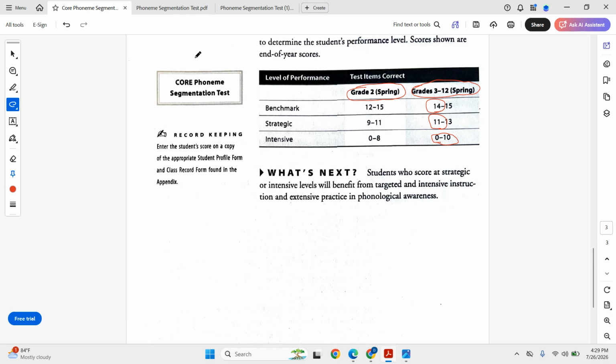In closing, guys, the Core Phoneme Segmentation Test is a valuable diagnostic assessment that helps identify whether phonological awareness deficits are contributing to a student's reading difficulties. By administering the assessment consistently, scoring accurately, and interpreting results using the established performance benchmarks, educators can make informed instructional decisions and provide targeted interventions that address students' specific learning needs.